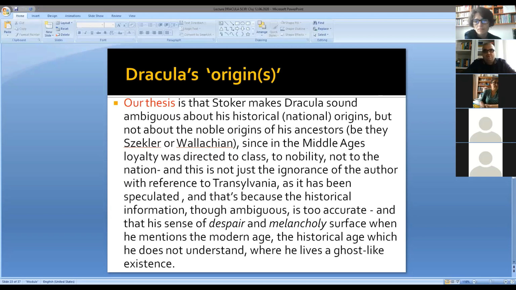And this is not just the ignorance of the author with reference to Transylvania, as has been suggested, because the historical information, though ambiguous, is too accurate in the novel, and because Dracula's sense of despair and melancholy surfaces when he mentions the modern age, the historical age, which he does not understand, the age in which he lives as a ghost-like creature.